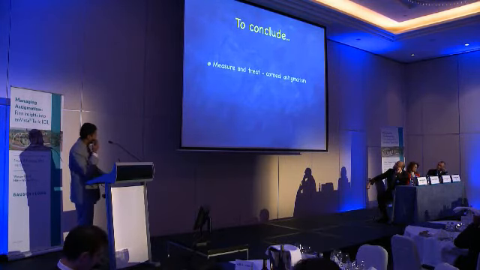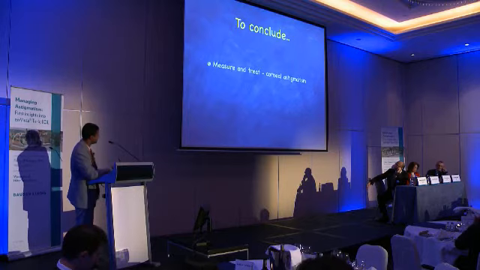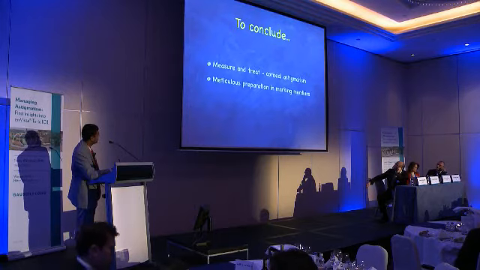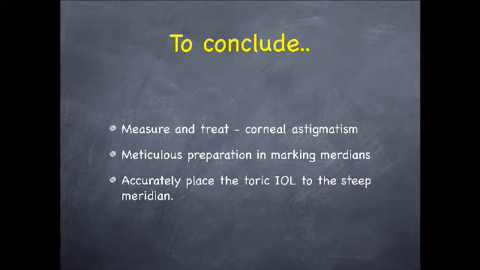Just going to quickly conclude by telling, once again, I want to reiterate the point that we are going to measure and treat only the pre-existing corneal astigmatism when considering toric intraocular lenses for the cataract surgery population. Meticulous preparation is essential in marking these steep meridians, otherwise we will induce error during the process. And Professor Findl will talk to you more about how to accurately place the toric IOL in the steep meridian with the pre-aligned marks while implanting toric intraocular lenses.